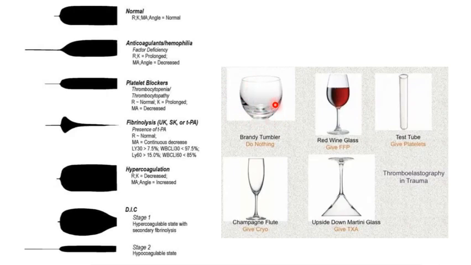In the same way, you can see the brandy tumbler. This brandy tumbler is do nothing, this is the normal one. If as a whole there is a tubular structure, platelet is blocked, so for a tubular structure you have to give platelets. If it is a martini glass, upside down martini glass, you have to give tranexamic acid, which means fibrinolysis is going on more.